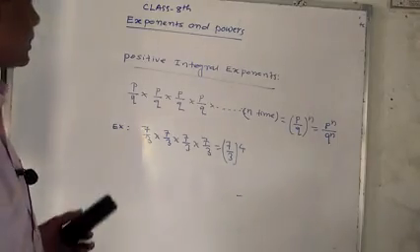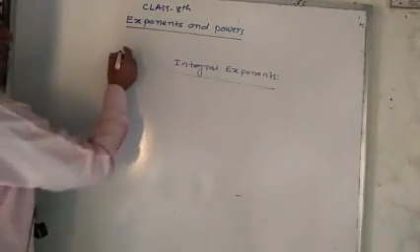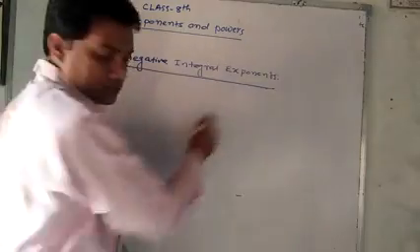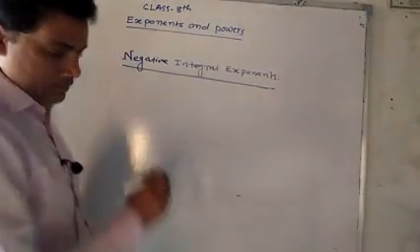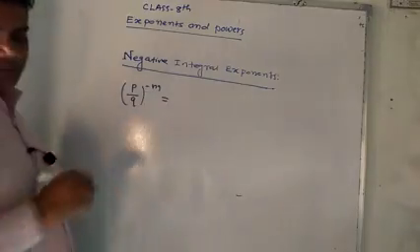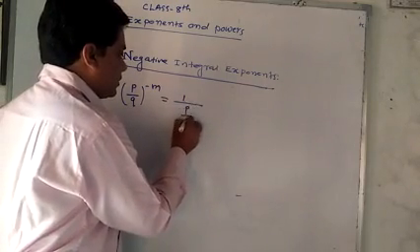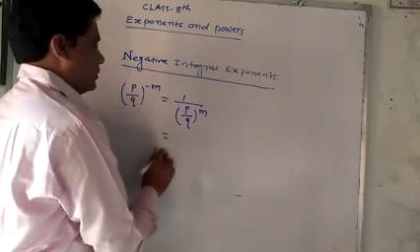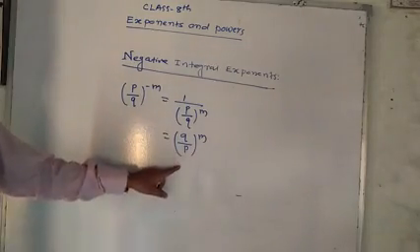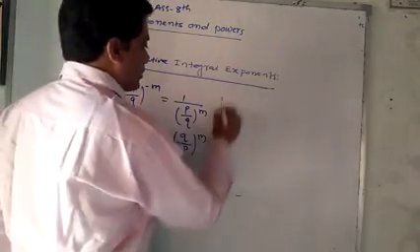Now negative integral exponent. In negative integral exponent, p by q raised to the power minus n means 1 upon p by q to the power n, which means q by p to the power n. That is negative integral exponent.